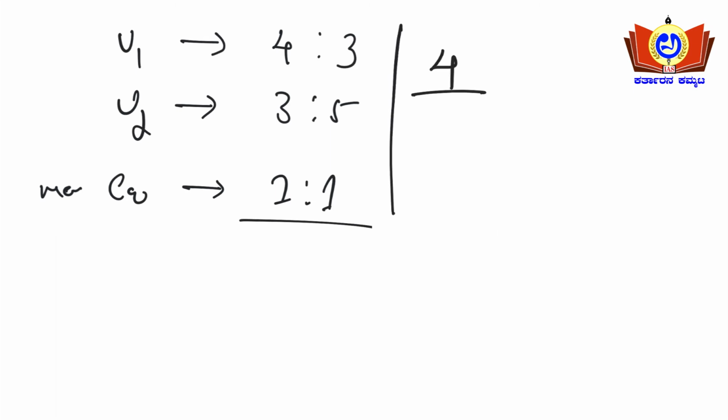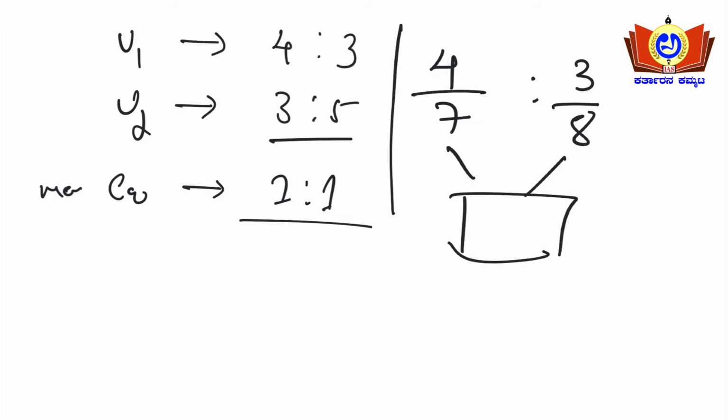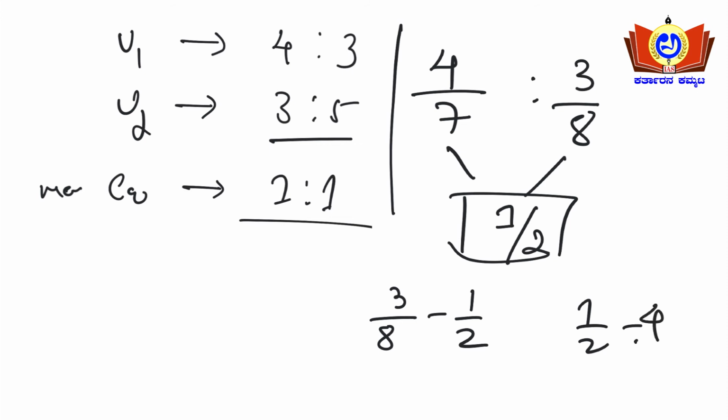4 upon 4 plus 3, 7, is to 3 upon 5 plus 3, 8, so 3 upon 8. So this will be here, meaning 1:1 ratio. So 1 upon total parts 2, that is nothing but 3/8 minus 1/2 and 1/2 minus 4/7.